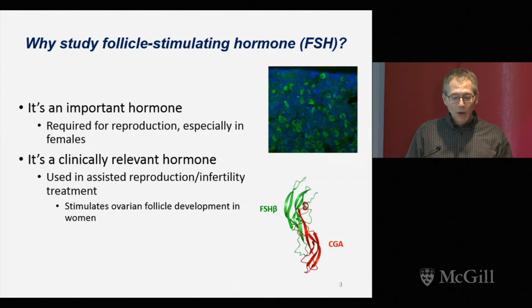It's also a clinically relevant hormone. And by that I mean in the infertility clinic, FSH itself is often given to stimulate ovarian follicle development prior to in vitro fertilization. The FSH hormone is dimeric. It has two subunits, and we study in particular the regulation of its beta subunit, depicted here in green.